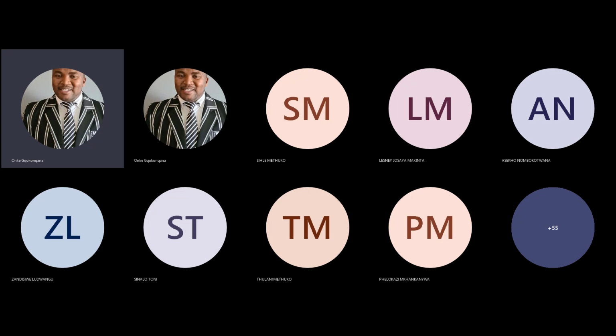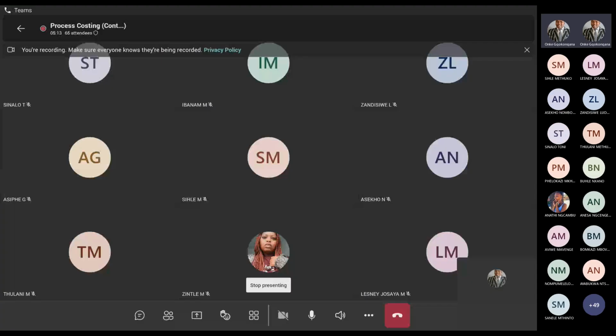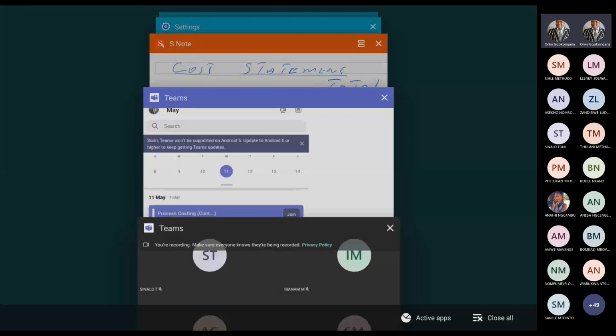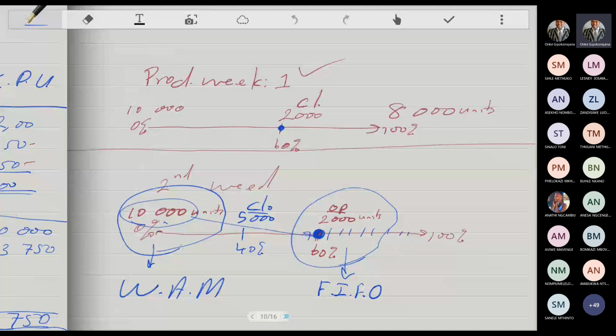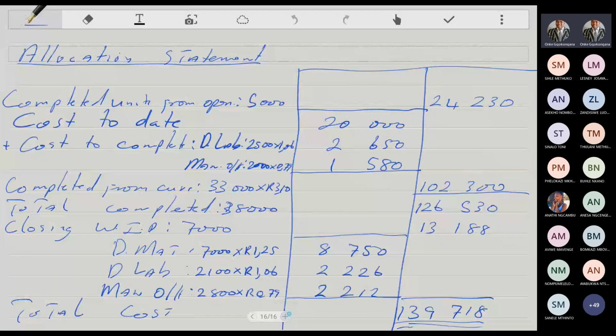Today we will carry on from where we left off with our chapter 12. As I was mentioning in the last session, we introduced the opening work in process in our production. Just to give a quick summary of what we covered in our last session, to give you an overview of what we've looked at.